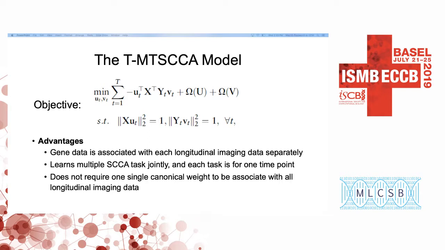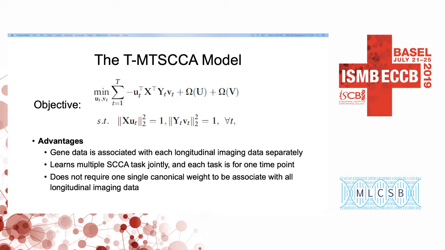So put these together, we have our objective. The first term is the multitask CCA loss function plus the 2 norm, omega u and omega v. This is the temporal constraints we just introduced. Our model has 3 advantages.